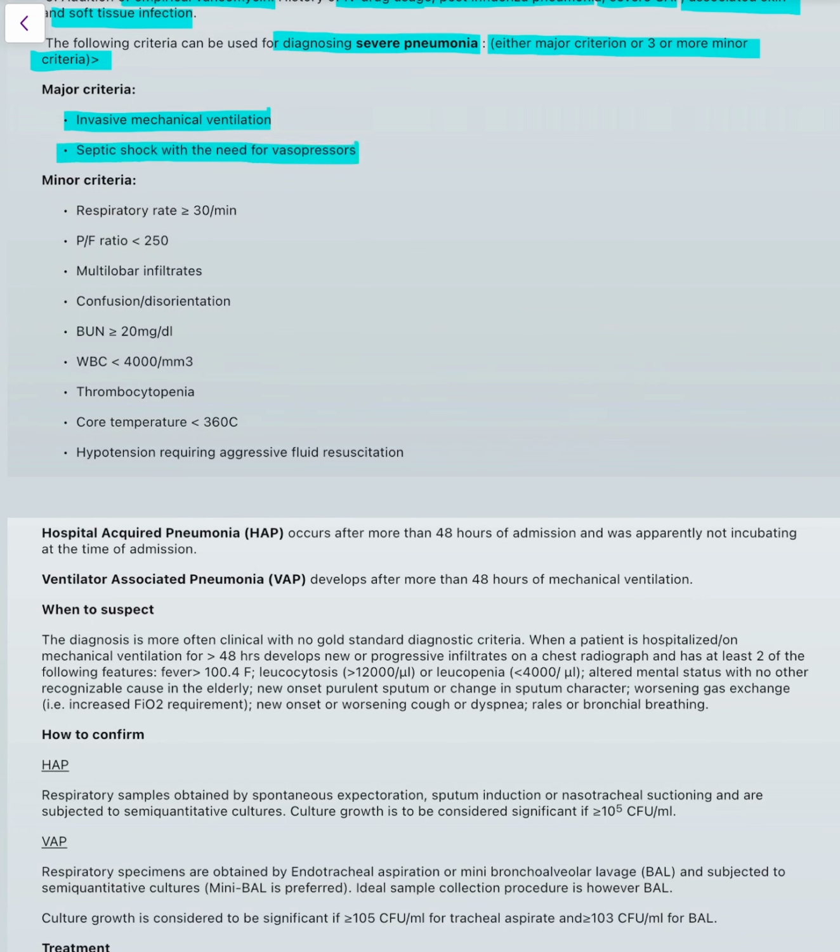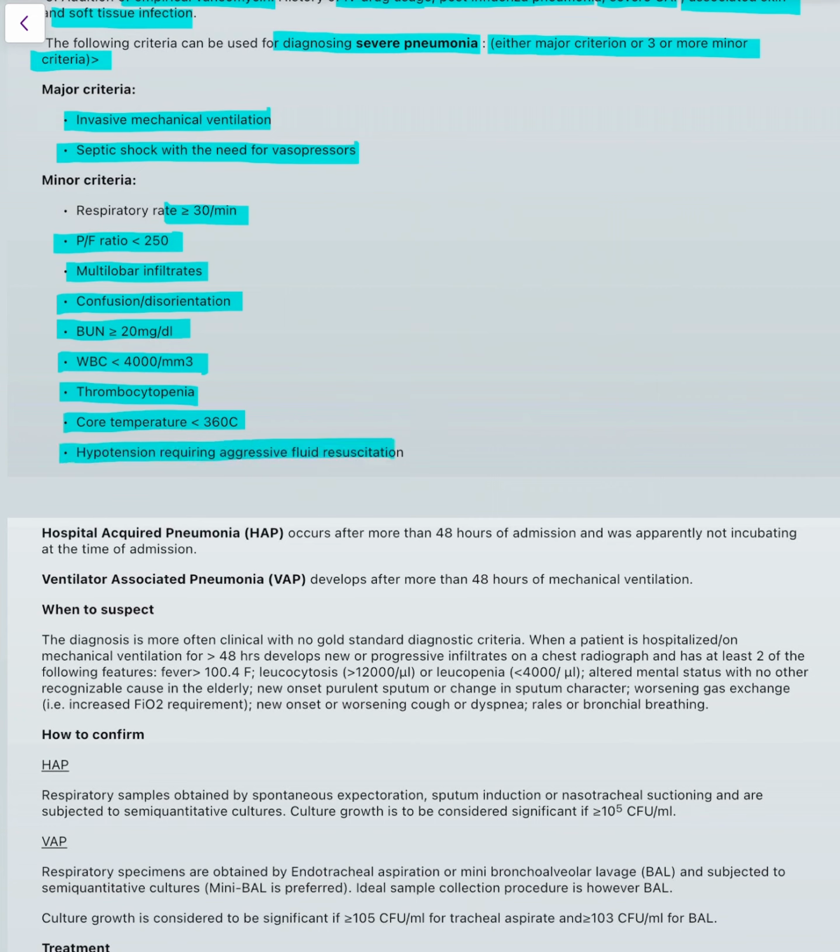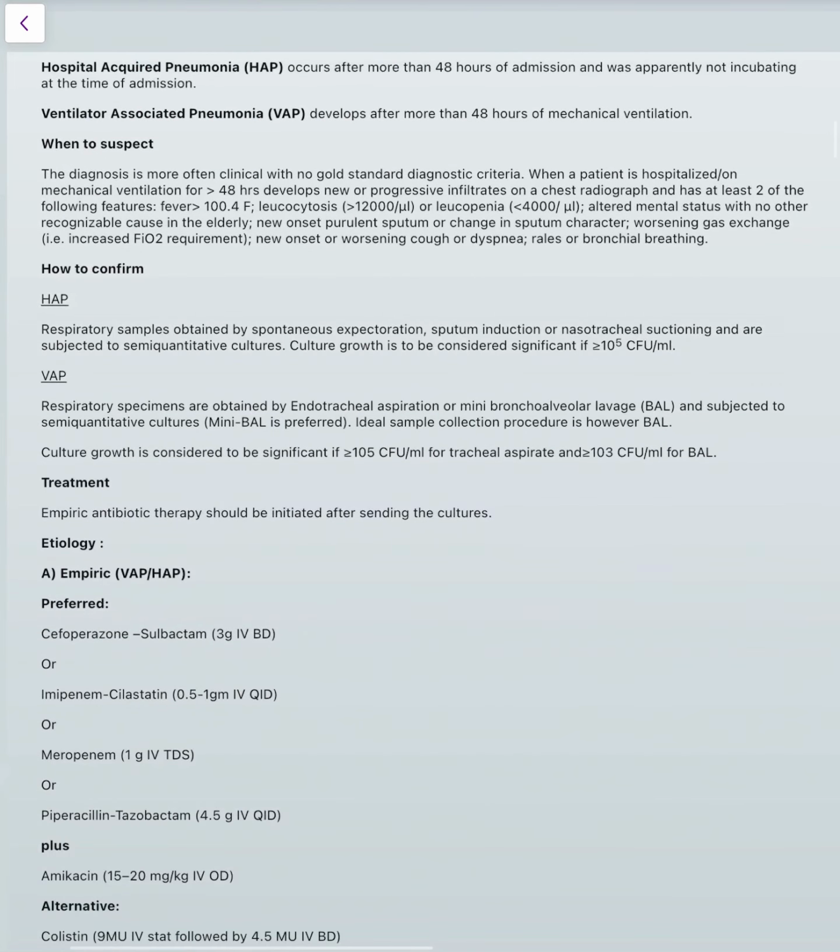Minor criteria are respiratory rate more than 30, PF ratio less than 250, multilobar infiltrates, confusion and disorientation, blood urea nitrogen more than 20, WBCs less than 4000, thrombocytopenia, core temperature less than 36, and hypotension requiring aggressive fluid resuscitation. This will tell that it is severe pneumonia and we have to treat it accordingly.